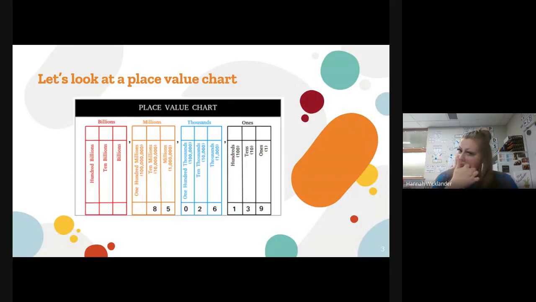So this is a place value chart. As you see, there's billions, millions, thousands, and ones. So there's the ones, tens, and hundreds, thousands, 10,000s, and 100,000s, million, 10 million, 100 million, billions, 10 billions, 100 billions. This is what a place value chart looks like, and that's what we'll be working with in lesson 1.5. So the number is 85,026,139. This is what we will be working with today.